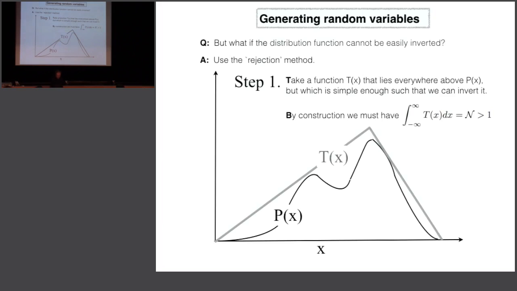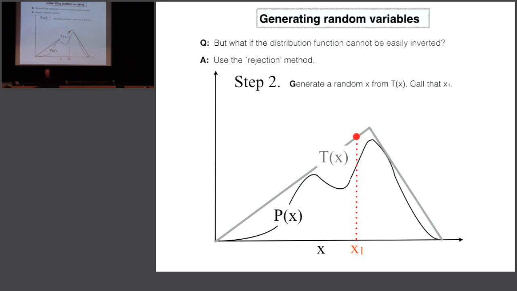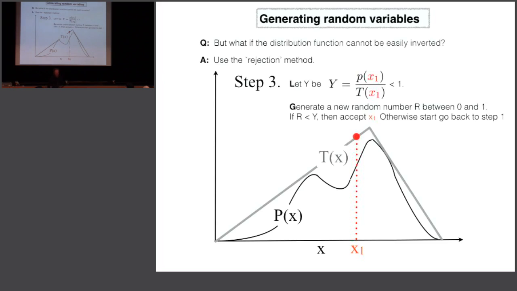Fine, right? So let's start with that. Suppose we draw a random variable from t(x), like we did for the Gaussian case. This is just one draw, and suppose we land here at x1. What we do then is compare the value of my newly introduced function, evaluated at x1, to the value of the true underlying probability distribution function. And I call that ratio y.